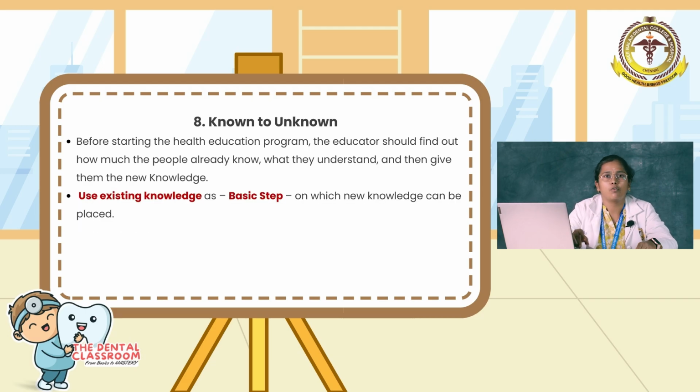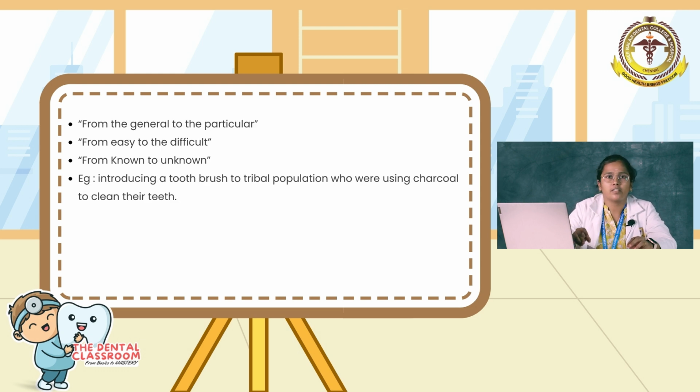Next principle is known to unknown. Before starting with a health education program, the educator should find out how much the people are educated and how much they already know, what they can understand, and also the newer knowledge which we are going to give. So, using existing knowledge is the basic step on which new knowledge can be placed. So, it should follow this rule that from general things to a particular thing, and from an easy one to a difficult, and from known to unknown.